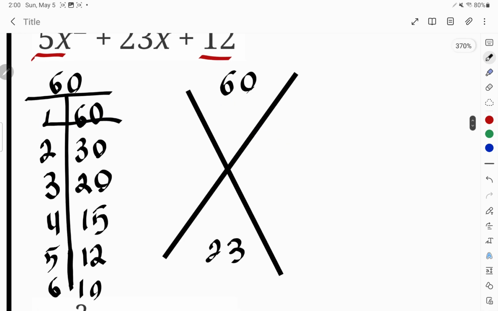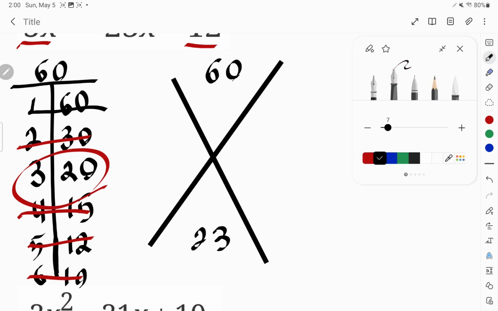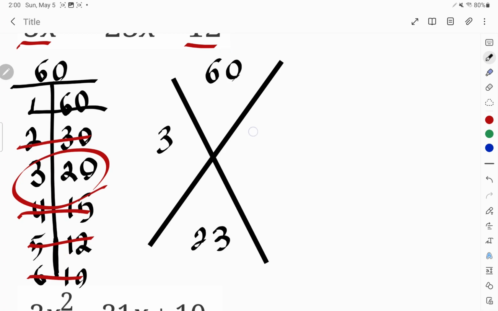So the first one's obviously not it. Second one, not it. Third one, it is. Fourth, not it. 5, not it. And 6, right there, not it. So I know for a fact my two factors are going to be those two. I'm going to place them right there on the side. So it's going to be 3 and 20.